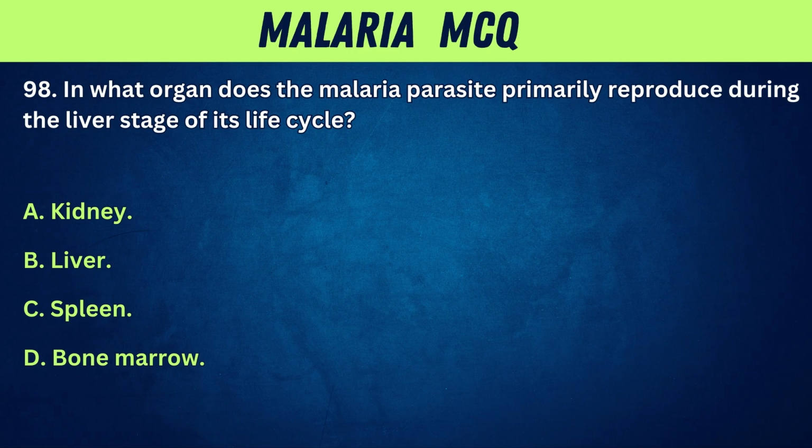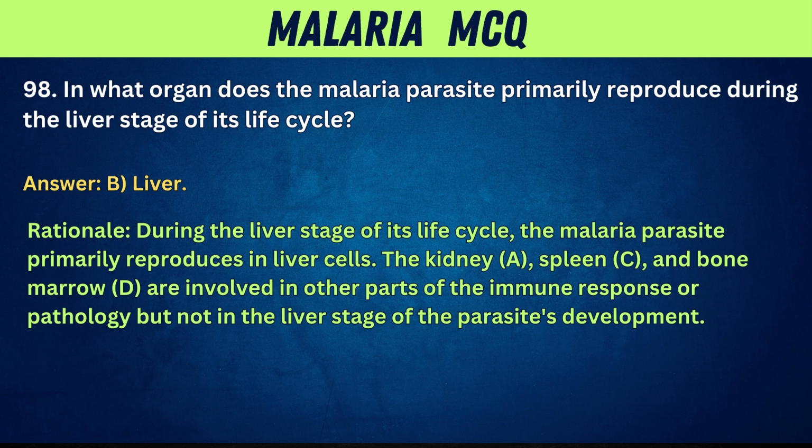98. In what organ does the malaria parasite primarily reproduce during the liver stage of its life cycle? A. Kidney. B. Liver. C. Spleen. D. Bone marrow. Answer: B. Liver. Rationale: during the liver stage of its life cycle, the malaria parasite primarily reproduces in liver cells. The kidney, A, spleen, C, and bone marrow, D, are involved in other parts of the immune response or pathology, but not in the liver stage of the parasite's development.